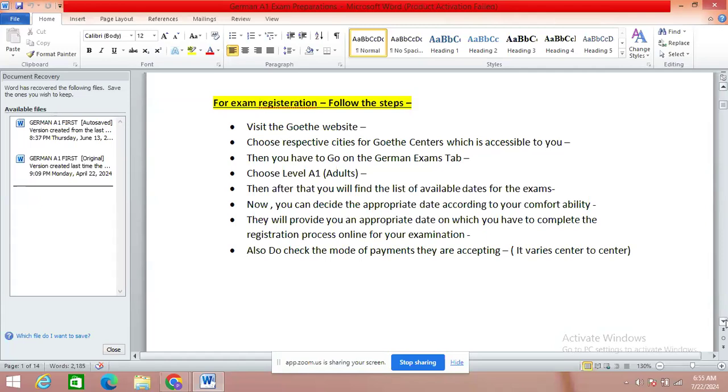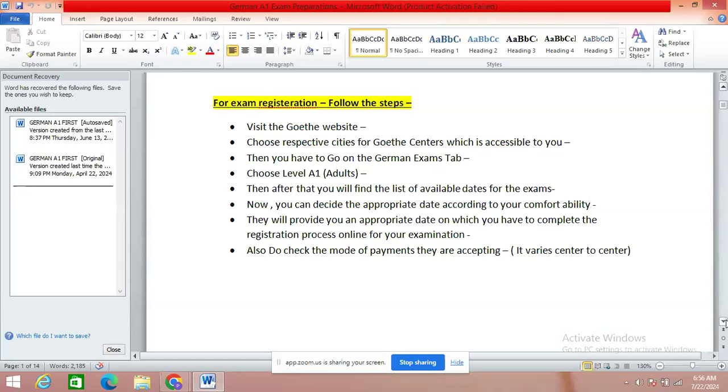Then they will provide you an appropriate date on which you have to complete the registration process online for your examination. For example, today is 22nd. I have visited the website. I have checked, okay, for the A1 level examination, the possible dates for the month of August. For example, it is on 5th, 13th, 19th, and 27th. These are the possible dates which are available in the month of August in Telugu for German A1 level. I have decided I am going to give the exam on 19th August.